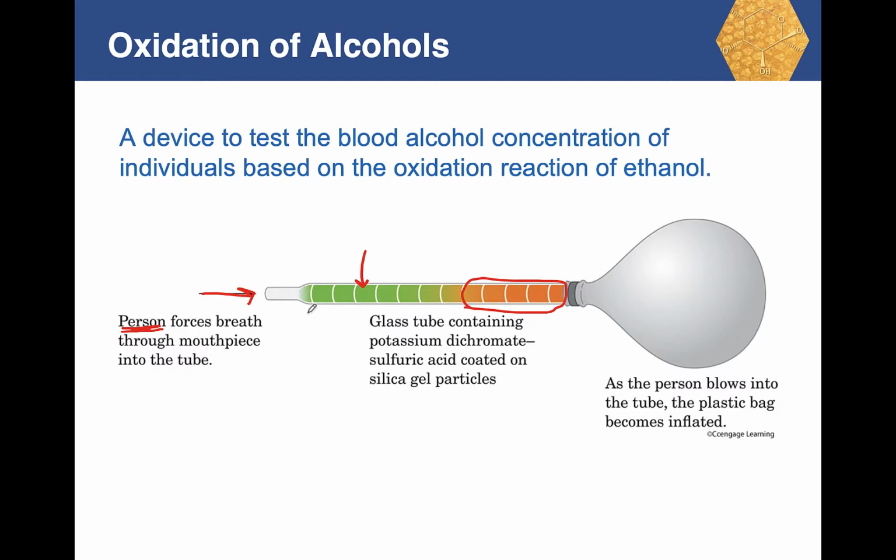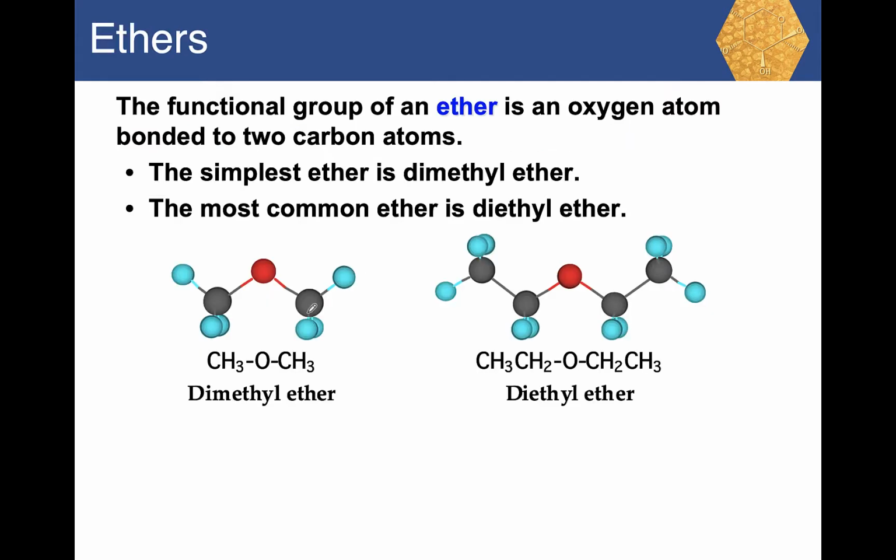Practical application of oxidation reactions. Let us look at another functional group here, and that is ethers. The ether functionality is an oxygen that's bonded to an R group and another R group. Similar to alcohols, but instead of an OH, we have two R groups bonded.